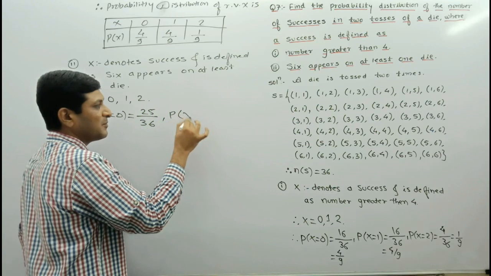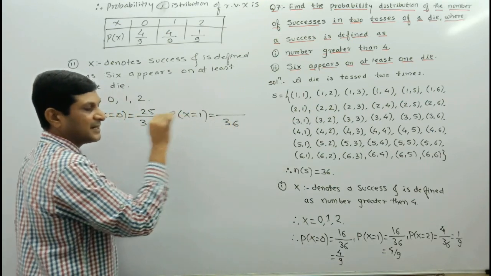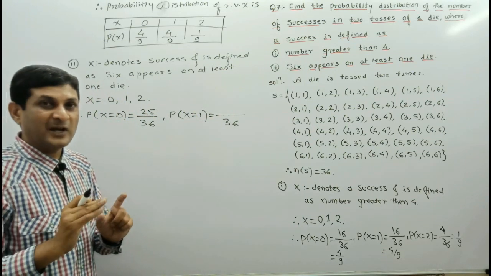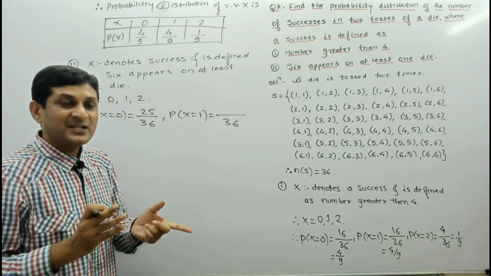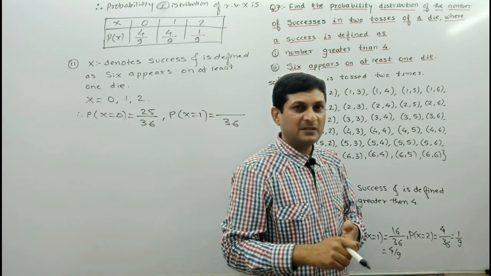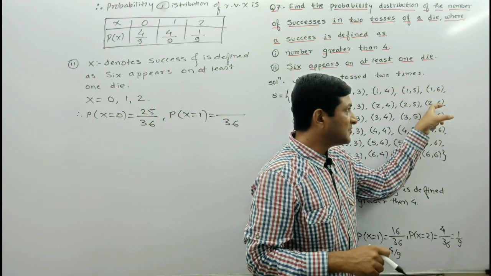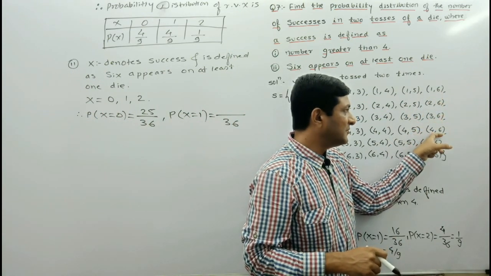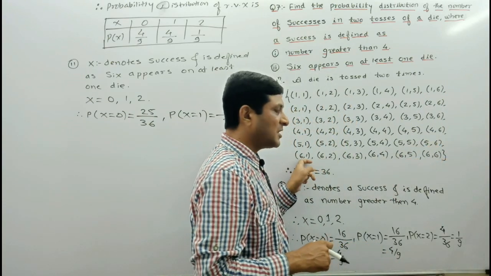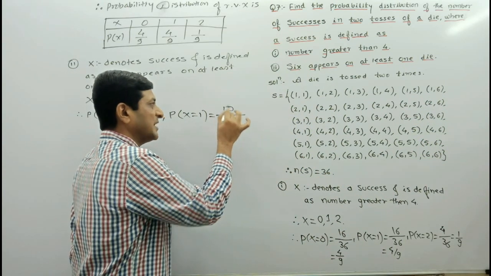Now we are finding the probability when x is equal to 1. Total 36 elements are there, and we have to find out the probability when x is equal to 1. X is equal to 1 means on one die 6 appears, on one of the two outcomes. So here also 6 appears 1 time, 1 2 3 4 5. Then 6 7 8 9 10. Total how many elements are there? 10 elements are there in which 6 appears 1 time.